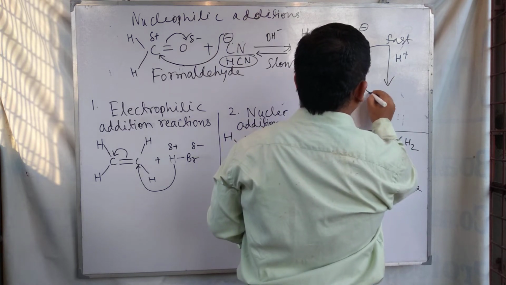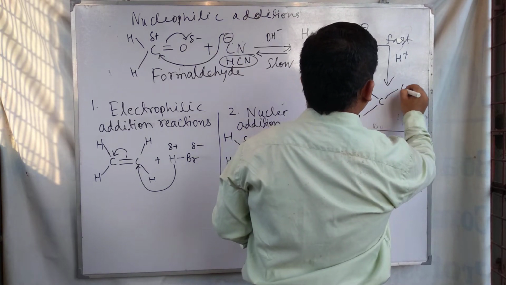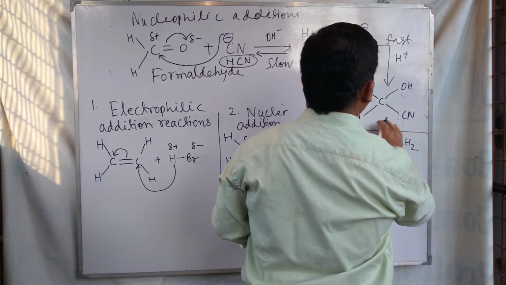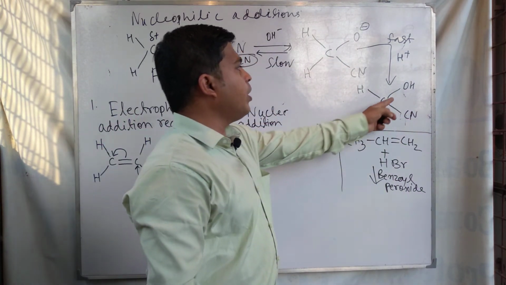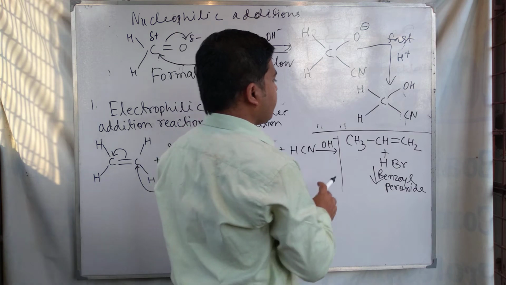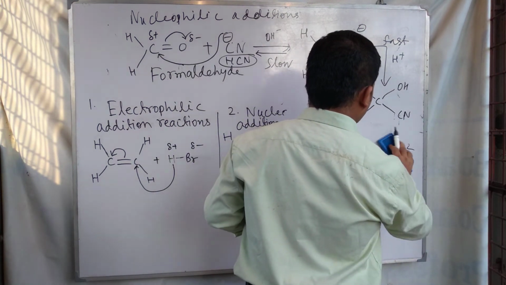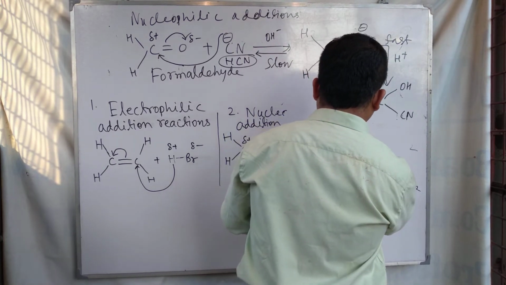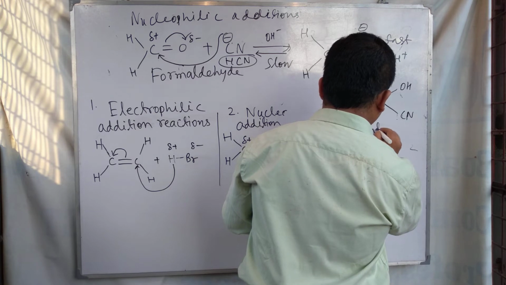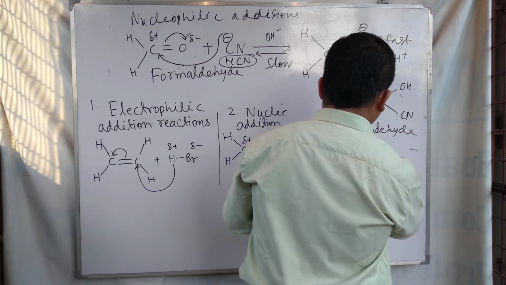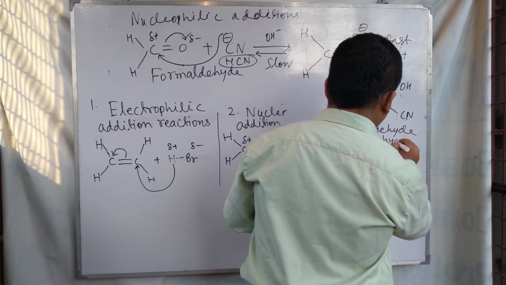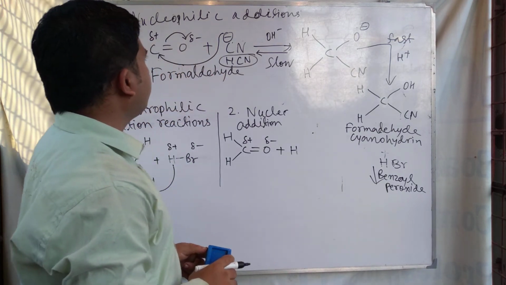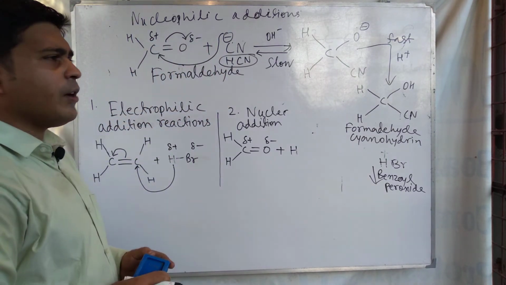minus, and this compound is formed, OH and CN. It is called formaldehyde cyanohydrin. Formaldehyde cyanohydrin is formed. So this is an example of a nucleophilic addition reaction.